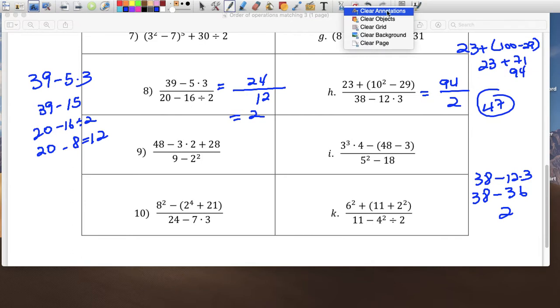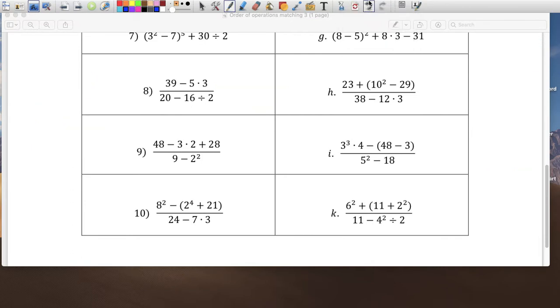I'll do 2 more. Let me do 10 over here. So 10, again, let's do the denominator here. 24 minus 7 times 3, we know multiplication comes first. So this becomes 24 minus 21, and 24 minus 21 is just simply 3. So all that in the bottom is equal to 3.